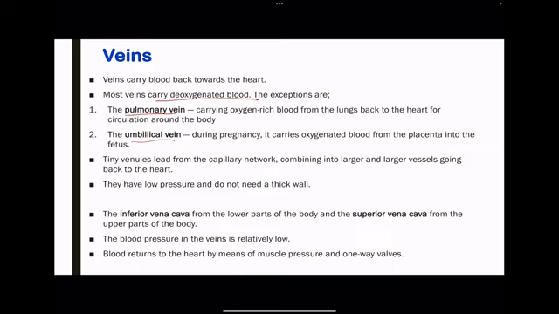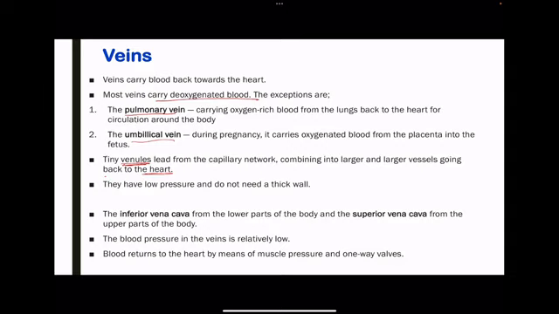As blood moves away from the organs into the veins, it first goes through tiny venules. These are connected to the capillaries, combining into larger and larger vessels as blood goes back to the heart, and these are later going to lead into the veins. Veins have blood at low pressure, and they do not need thick walls like we saw in the arteries. Arteries need thick walls in order to withstand the pressure, as they carry blood at high pressure when it's leaving the heart towards the organs.